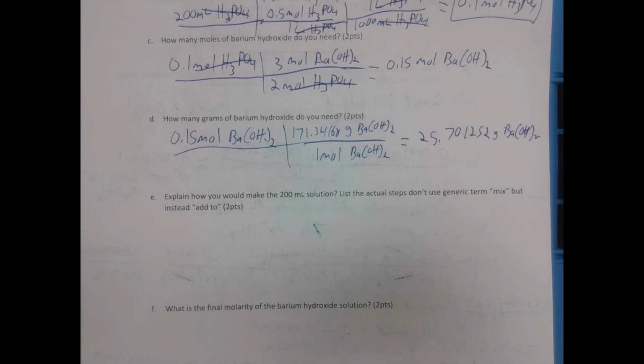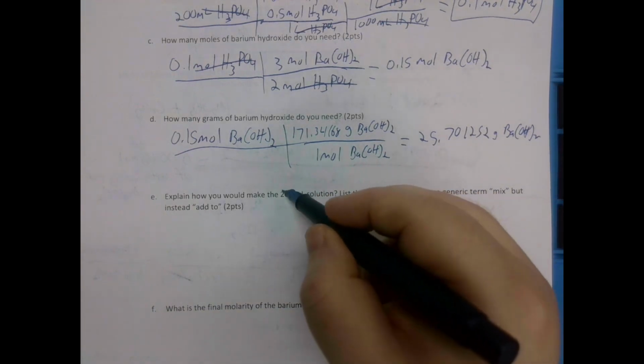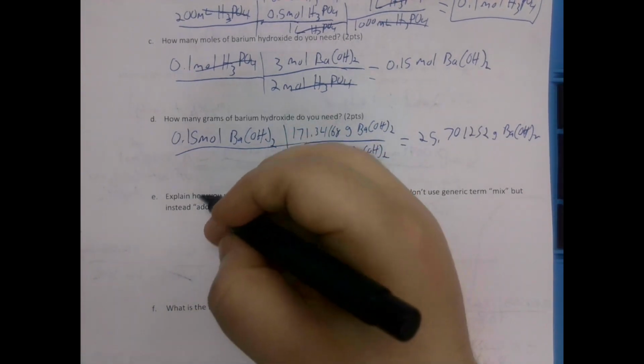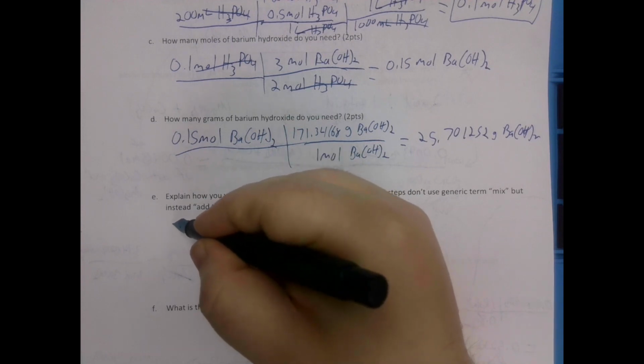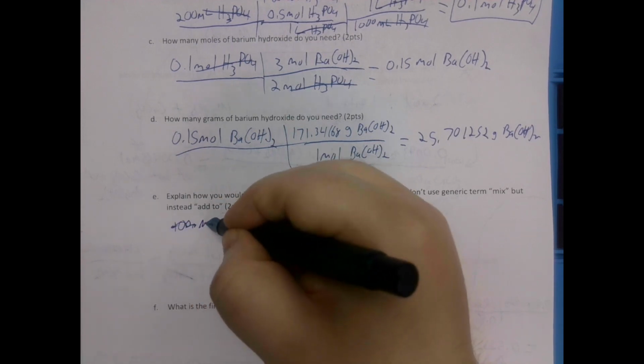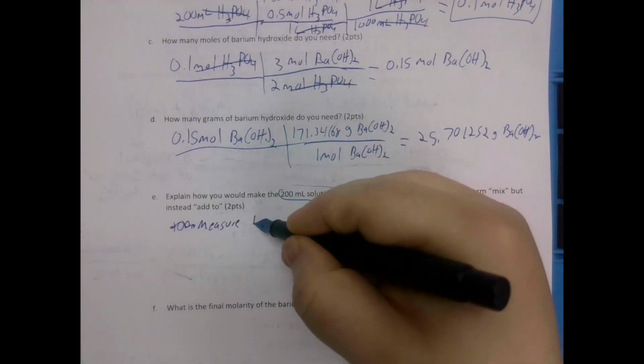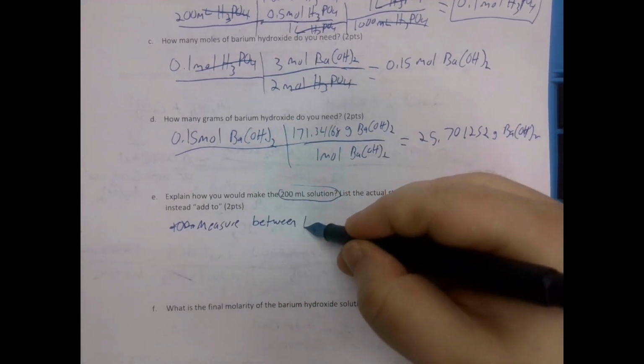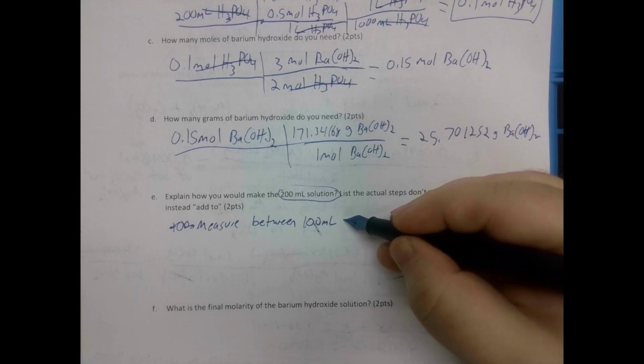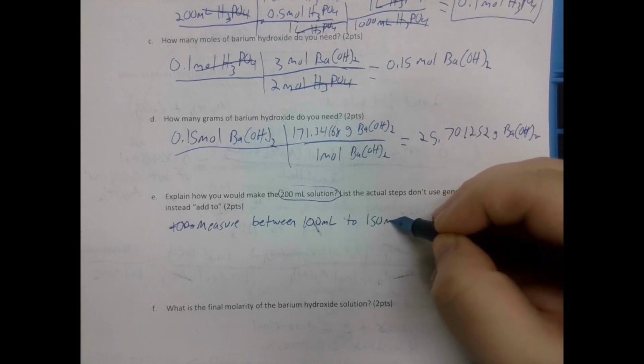Explain how you would make a 200 milliliter solution. One, you can't add water to a strong acid or base. You always start out with having a lot of water and then diluting it. So personally, what I would do is I know I want to get to 250 milliliters. So I'd start out by measuring between 100 milliliters to 150 milliliters of water.